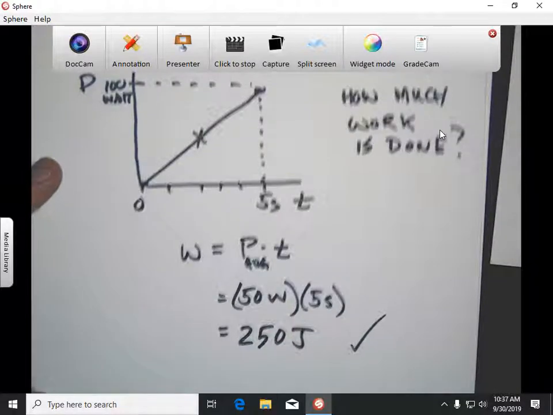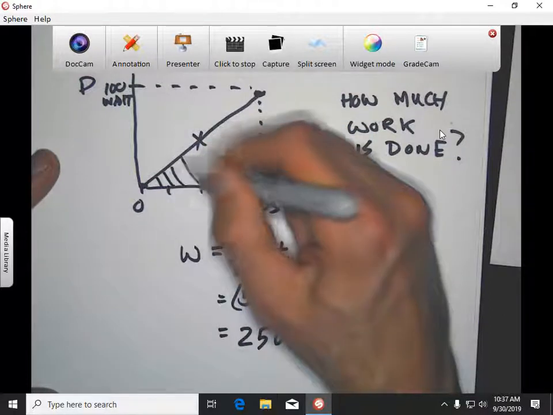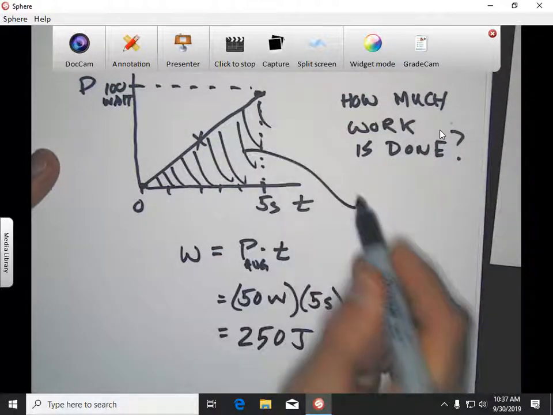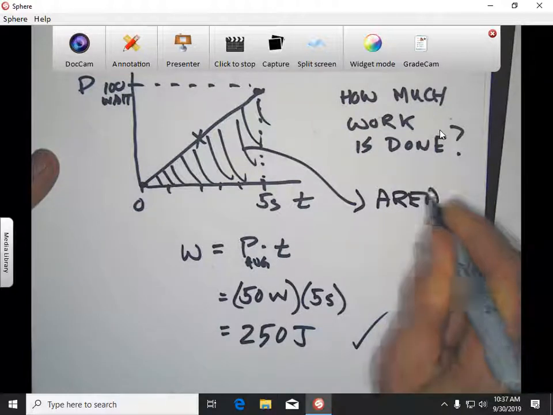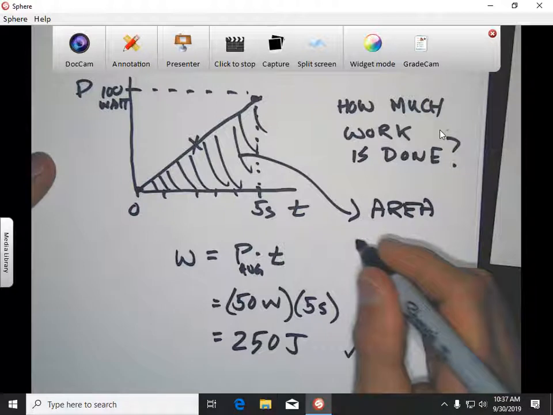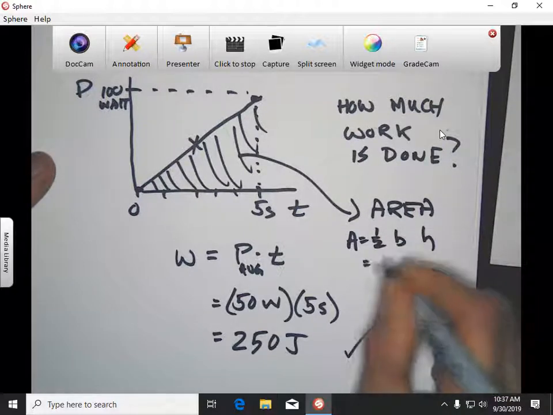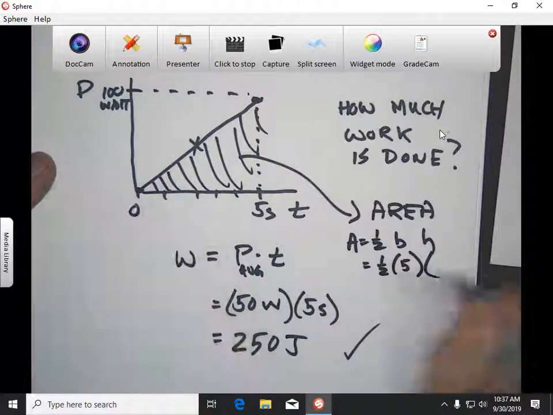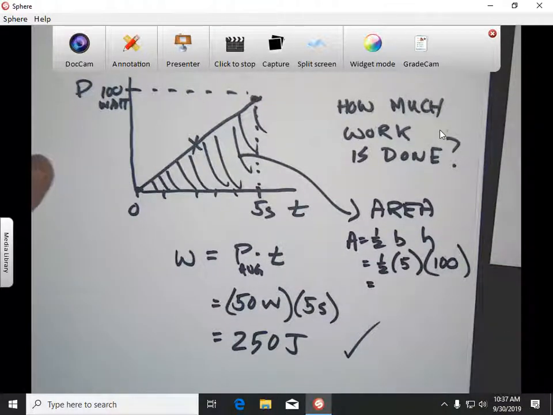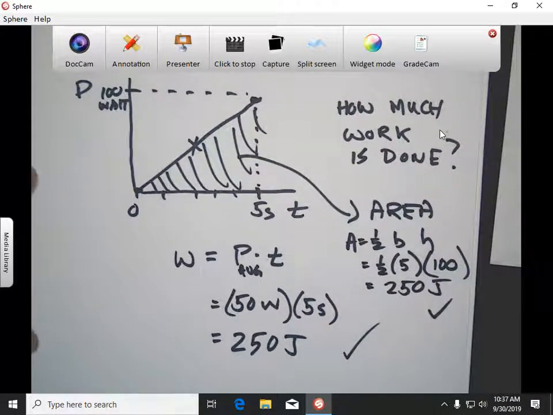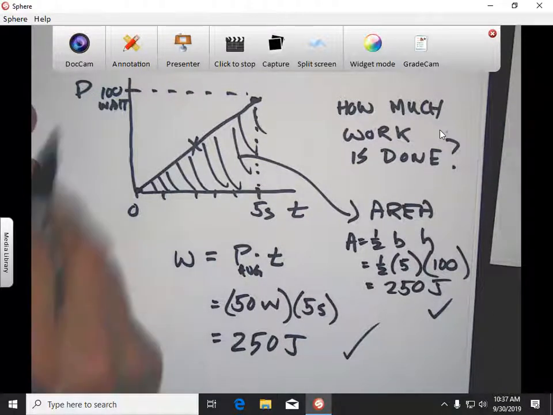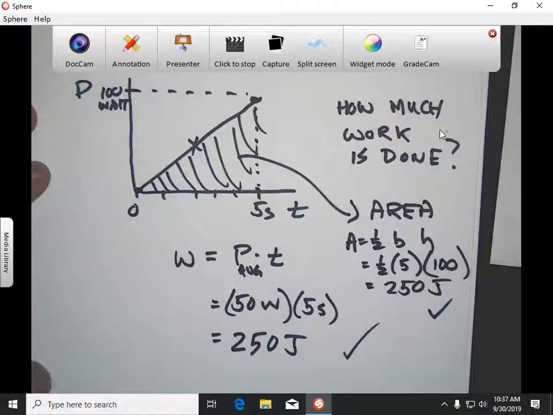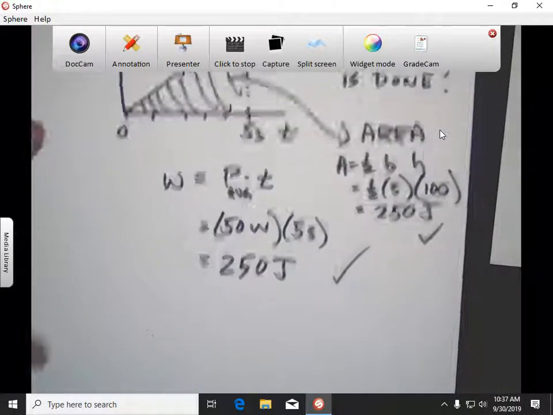Okay. And finally, what if you just take the area under this graph? We should get the same answer, except now you have a triangle, and so the area is equal to 1/2 base times height, so it's 1/2 times 5 times the height of 100, and of course that's also 250 joules, and so we get the same result again. So the bottom line is that if you have any graph of power versus time, you can always take the area underneath to find the work that's done by the force, and that's just a general rule.